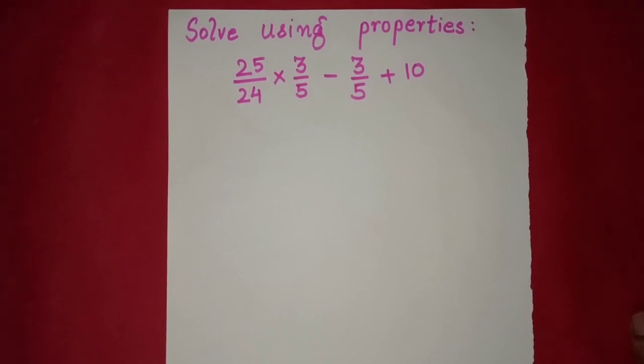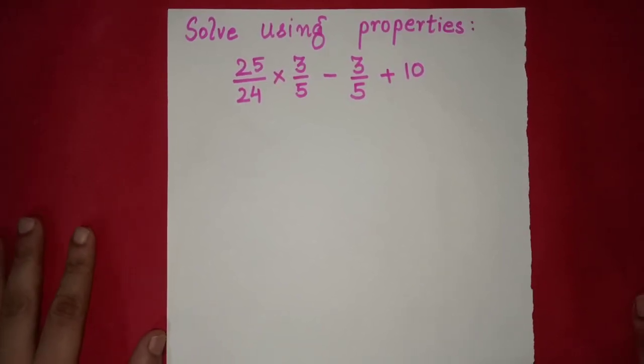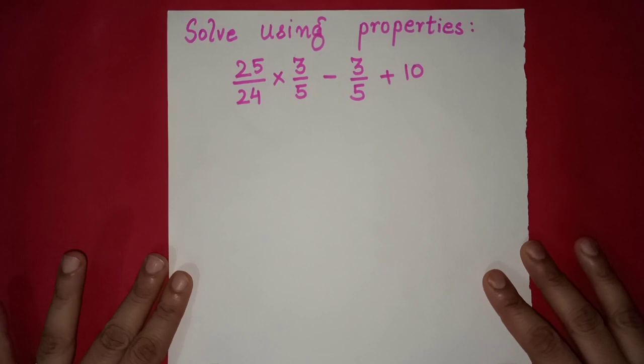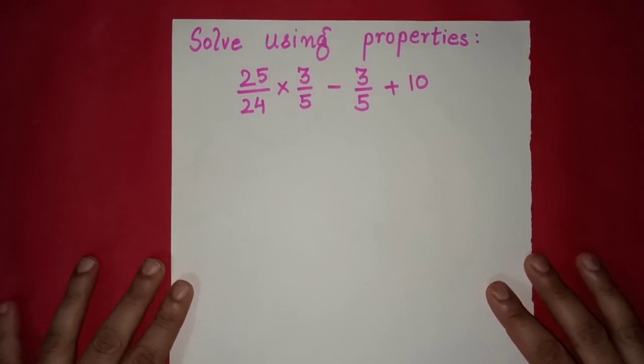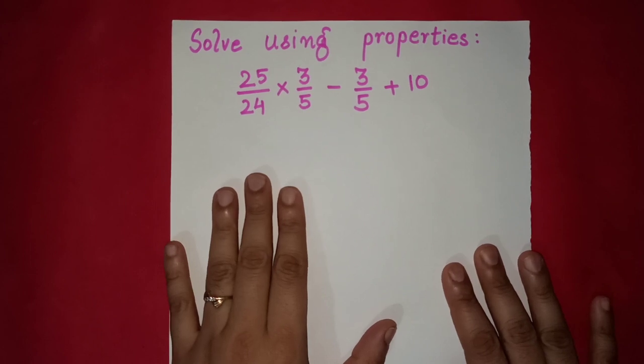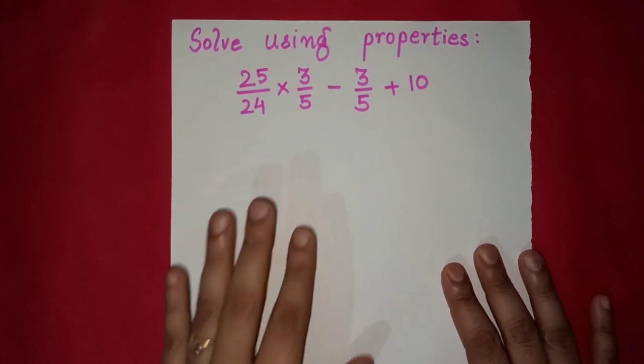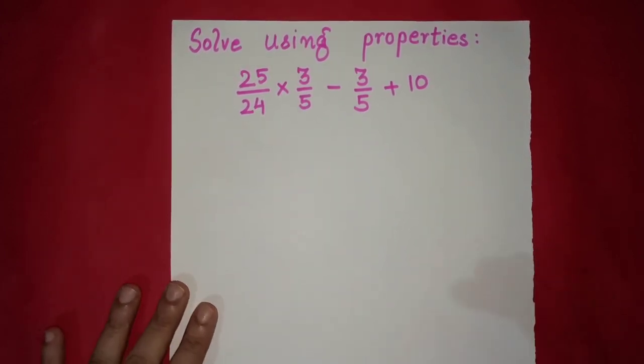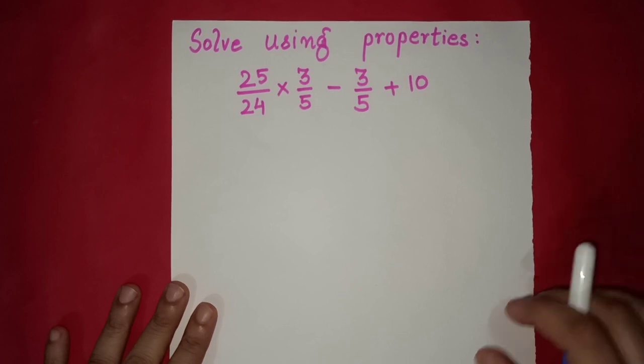Hello students, I have come with a problem which I know is confusing all of you. So here is a problem which you have to solve using properties. Now this problem requires a lot of manipulations. First of all, in your mind just think about the properties of rational numbers which you know.